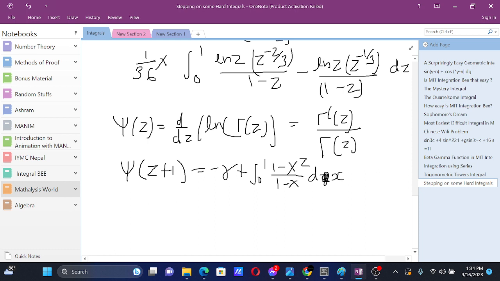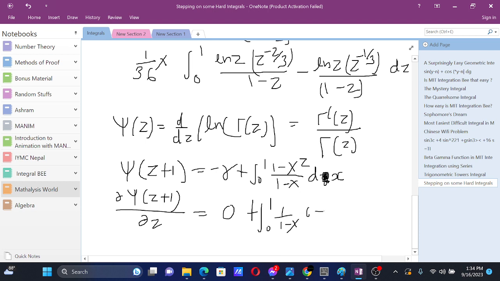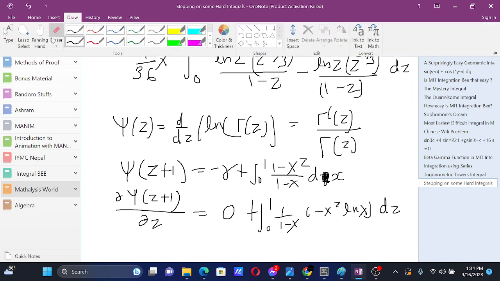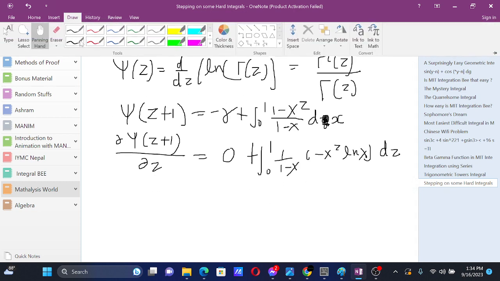Now we can do differentiation under the integral sign, and then we have the derivative of the digamma function with respect to z equals, this is a constant so it goes to 0, integral from 0 to 1. Here 1 by 1 minus x will be constant because we are in the z world, and 1 will go to 0, and this will be minus x to the power z times ln of x dx. So now you see we have a logarithm over here, and thus we can proceed.